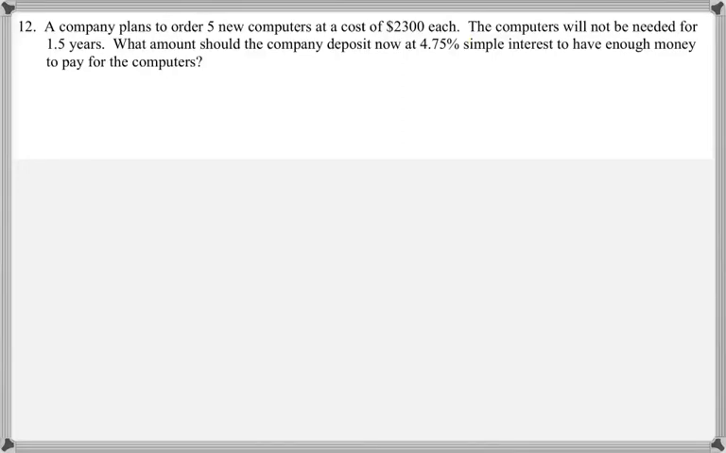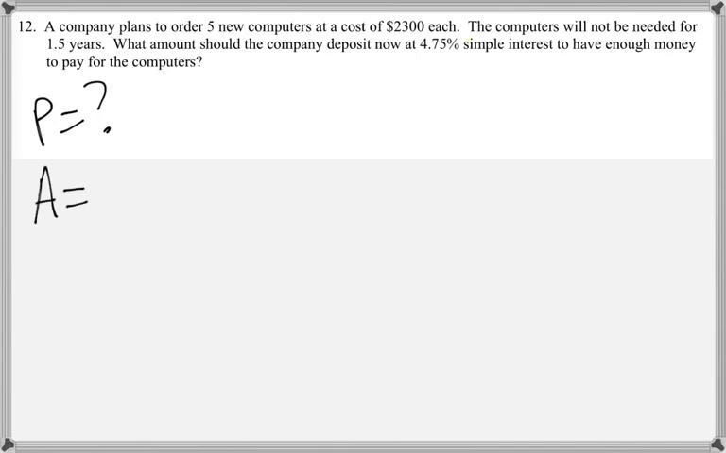A company plans to order 5 new computers at a cost of $2,300 each. The computers will not be needed for 1.5 years. What amount should the company deposit now at 4.75% simple interest to have enough money to pay for the computers? So they are looking for the present value. How much should the company deposit now?